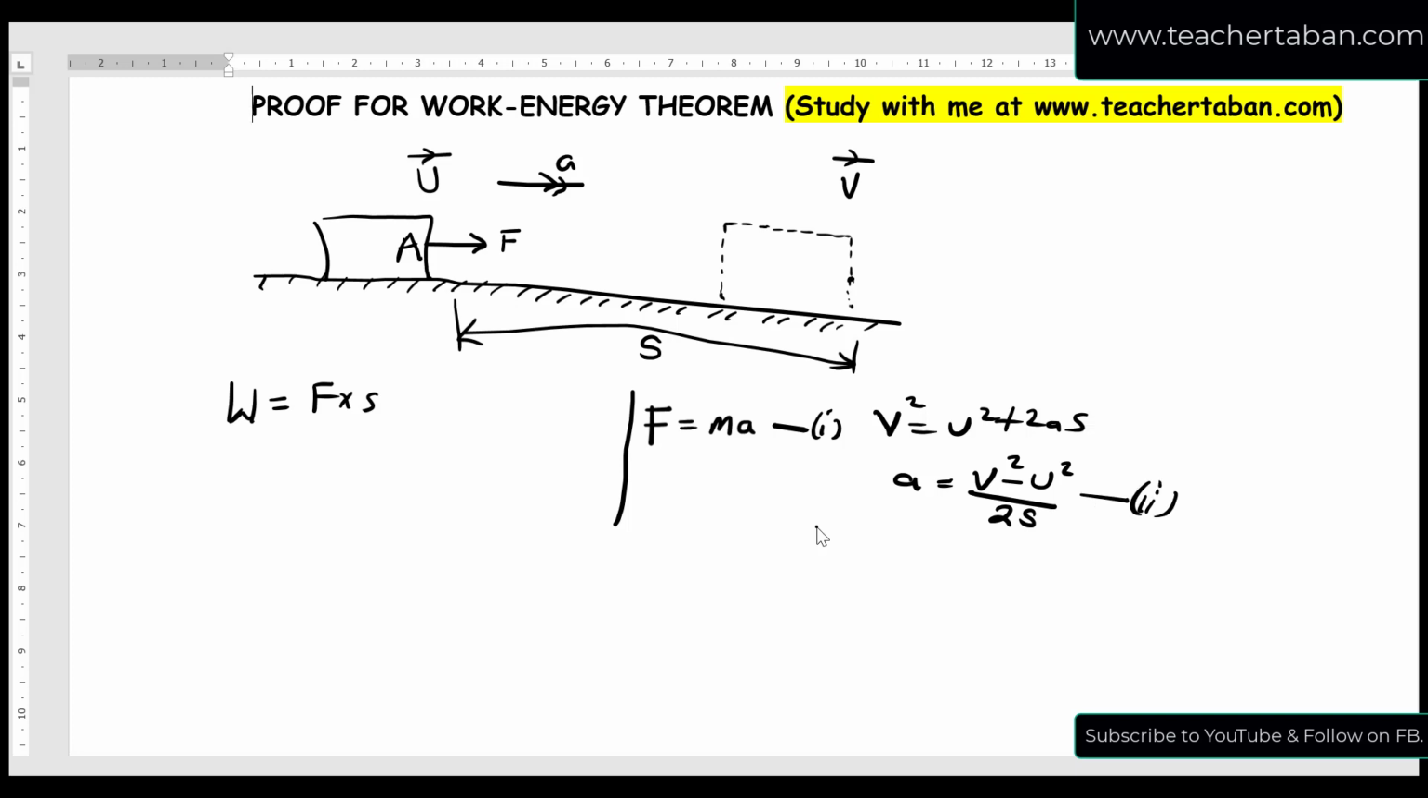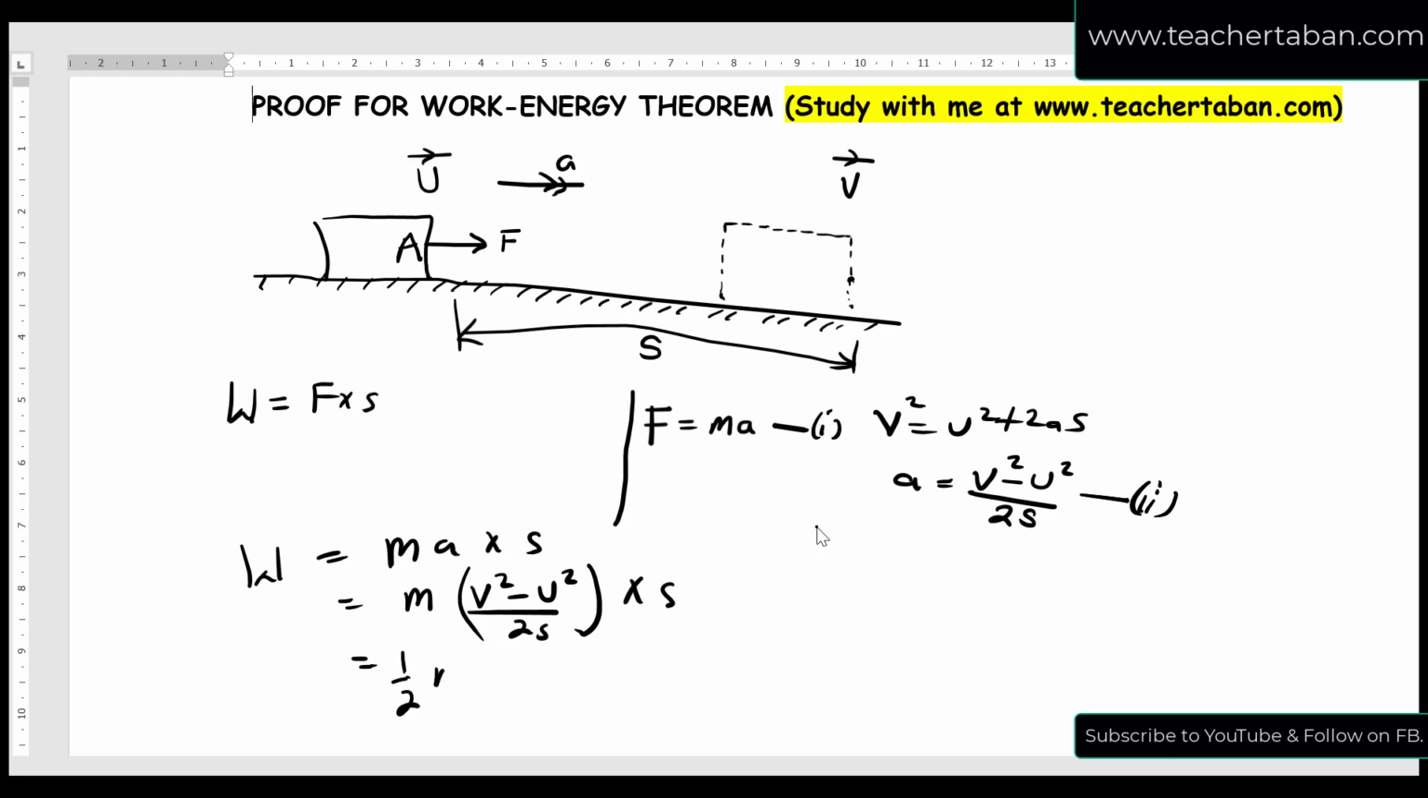So what I'm going to do is substitute both of these two equations into my equation for the work done, and I'll simply say that my work done, therefore, is given by F, which is equal to ma, then times the s. And where there is the a, I'll simply put m times v squared minus u squared over 2s, everything times the s. And the s cancels out. I'll end up with a half times m times v squared minus u squared.